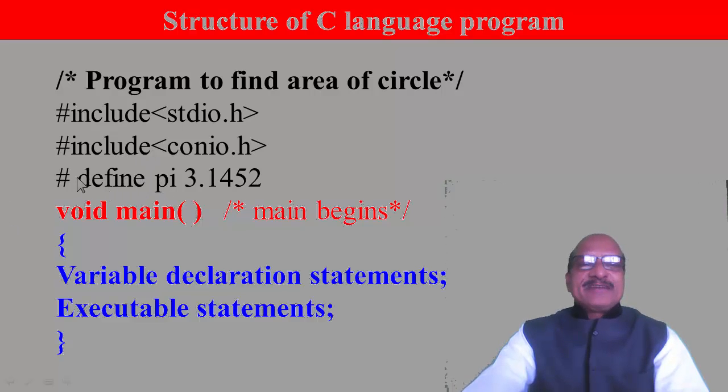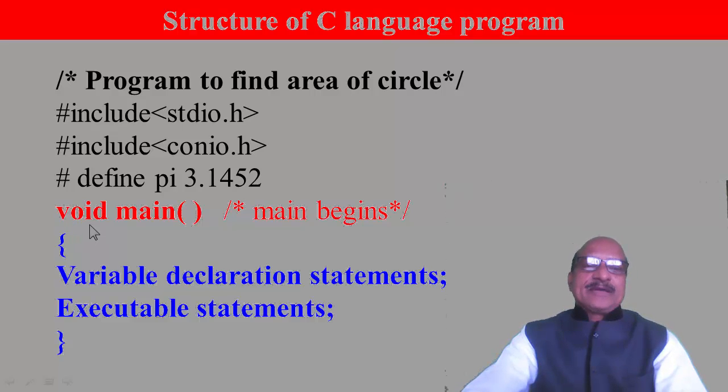Then you can also define some constants required in a program or your problem. That depends upon the problem. That is also defined by using this hash define pi 3.1452. So here we define the constant pi. So constants are defined here. Then the main program begins.